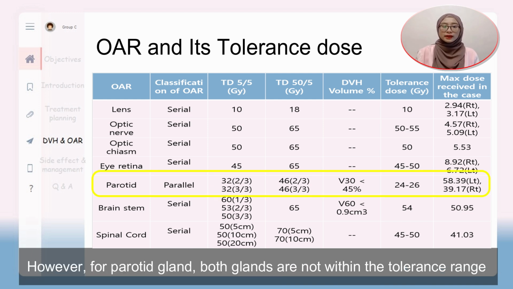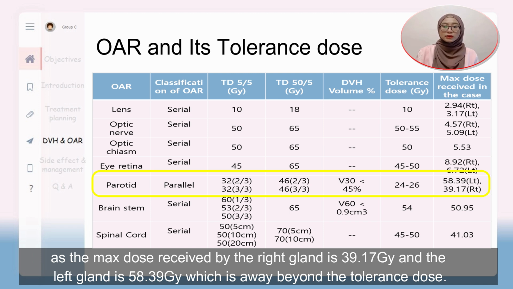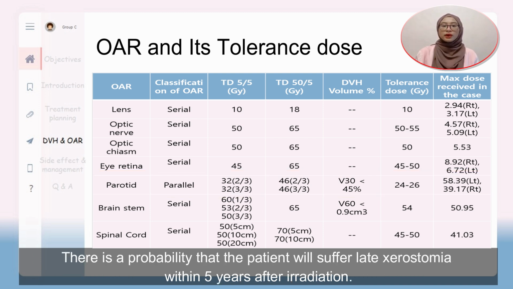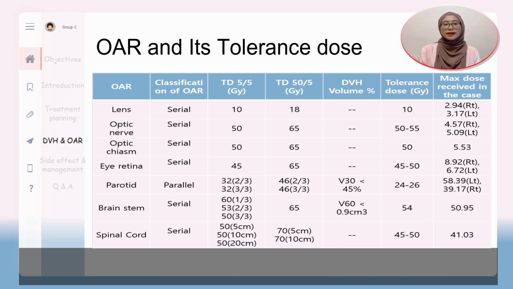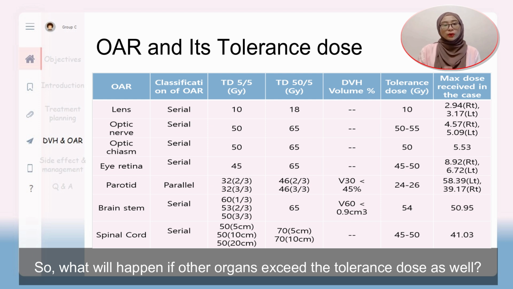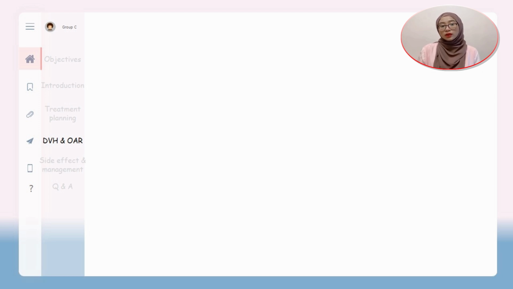However, for the parotid glands, both glands are not within the acceptable range. The maximum dose received by the right gland is 39.17 and for the left gland it's 58.39, which is way beyond the tolerance dose. There is a probability that the patient will suffer xerostomia within 5 years after irradiation. However, since the parotid gland is a parallel organ, even if one part is damaged, the other can compensate for it. So, what will happen if the other organs exceed the tolerance dose as well?